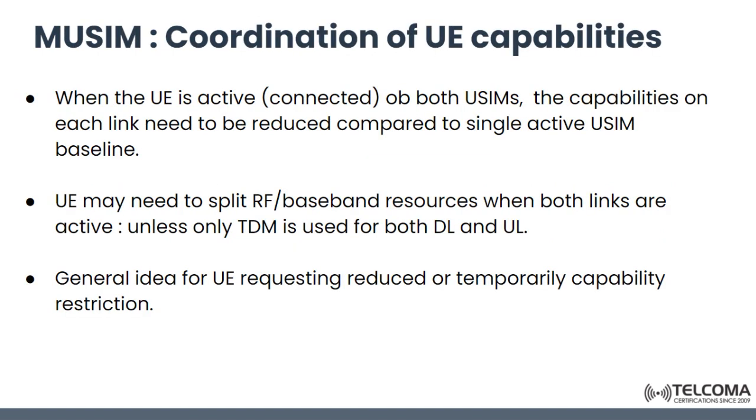Multi-USIM coordination of UE capabilities: when the UE is in connected state with both USIMs active, the capabilities on each link need to be reduced compared to a single active USIM baseline. So the UE may need to split RF or baseband resources when both links are active, unless only TDM is used for both the uplink and downlink. It is a general idea for the UE requesting reduced or temporarily restricted capability.